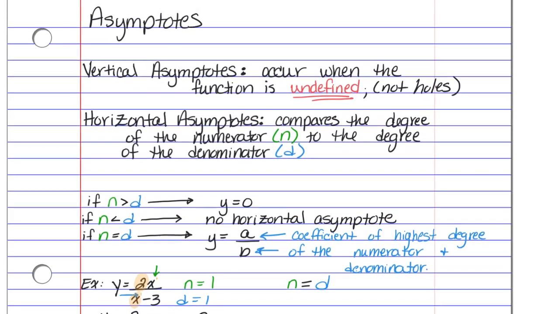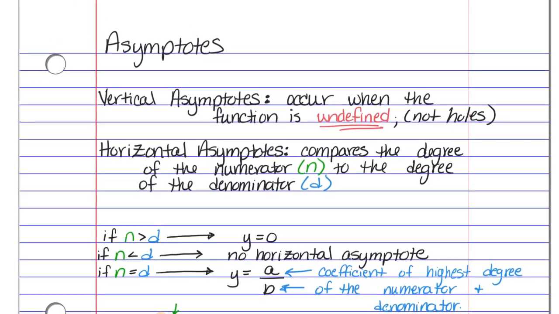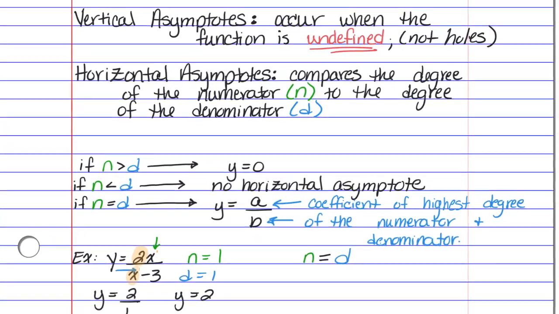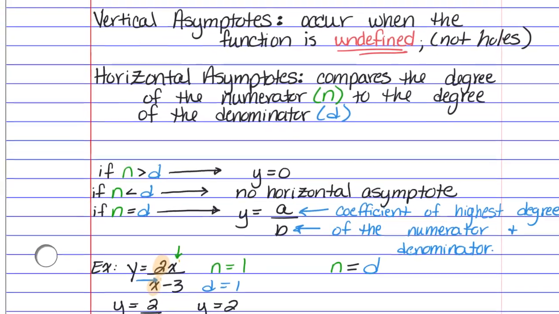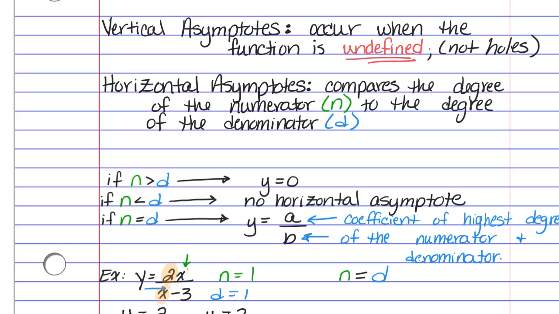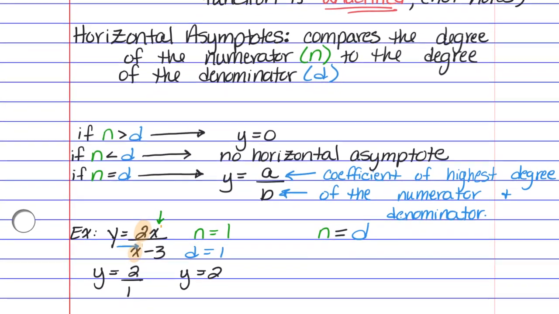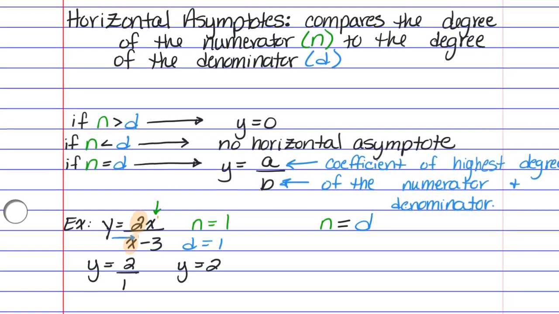So we have two types of asymptotes. We have vertical asymptotes, which occur when your denominator is undefined. So those non-removables are called asymptotes. We also have horizontal asymptotes that occur based off of the degree of the polynomial. So horizontal asymptotes compare the degree of the numerator to the degree in the denominator.